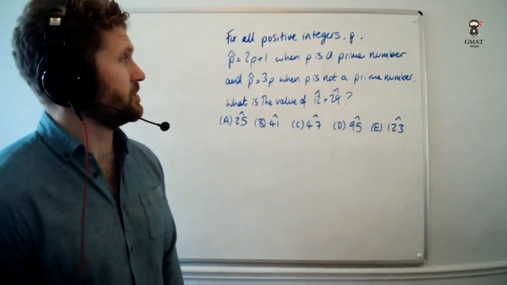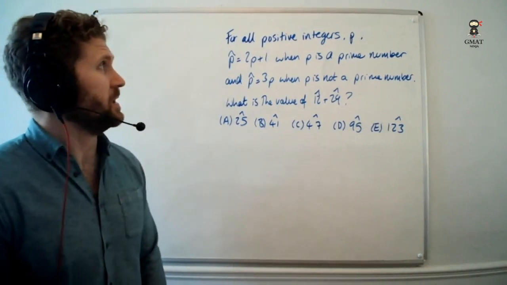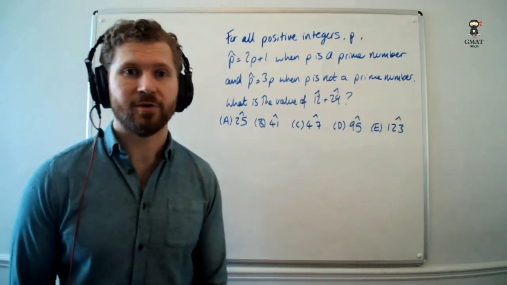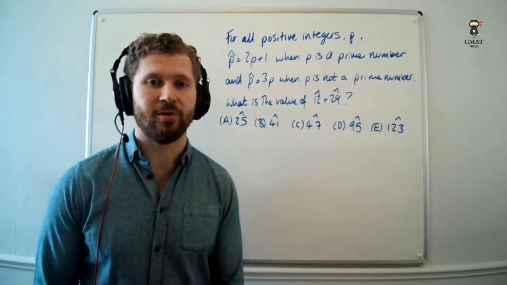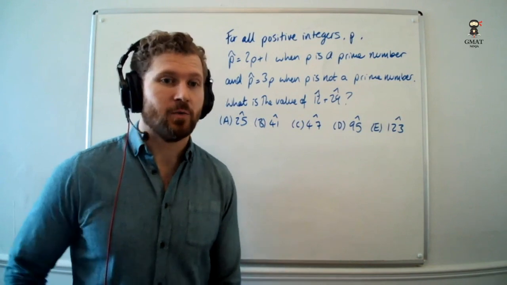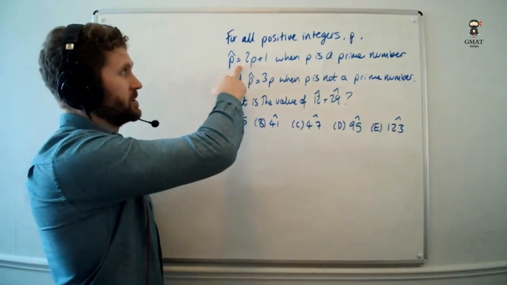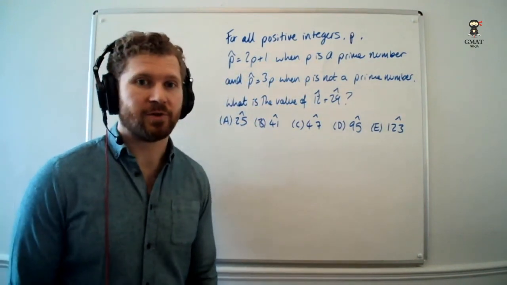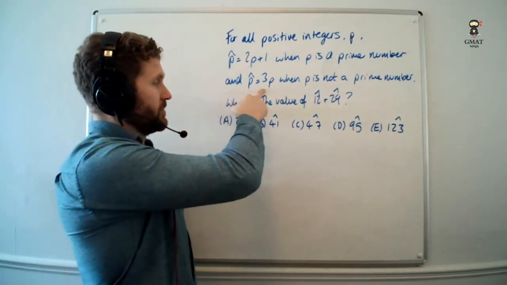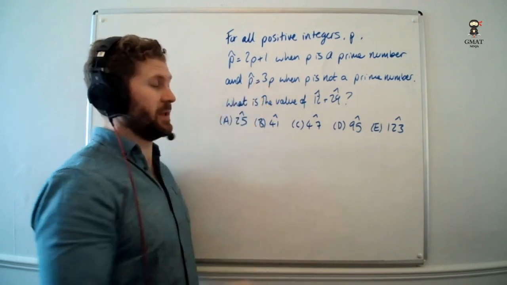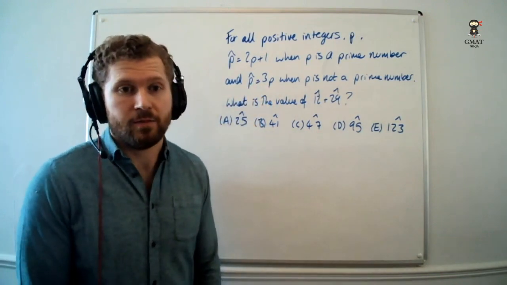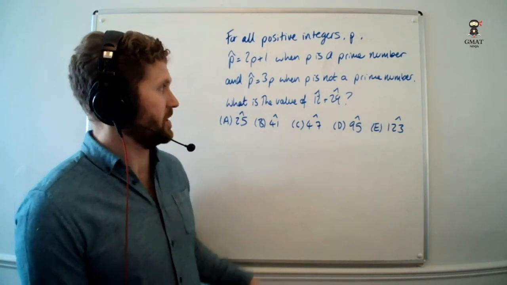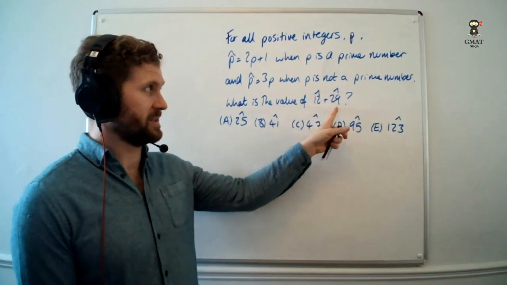Now, in this question, we're just talking about positive integers. So for any positive number, there is a rule. Now, all it depends on is whether or not the positive integer we're looking at is a prime number or not. So if it's a prime number, we do the first thing. We take the number, we multiply it by 2, and we add 1. If the number that we're looking at is not a prime number, then we put it through the second equation, we take the number, and we multiply it by 3. That's all that we're given at this stage, and we're asked, what's the value of 12 with the hat on plus 29 with the hat on?